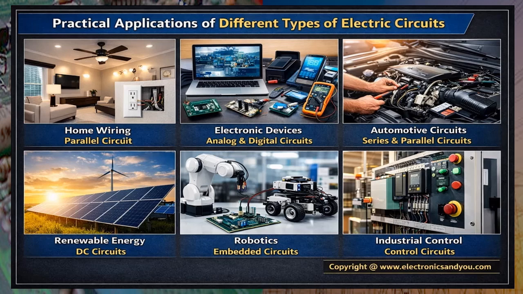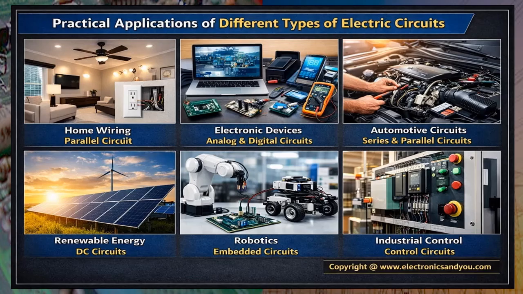These are some of the practical applications of different types of electric circuits. We have home wiring. Home wiring are all parallel circuits. Electronic devices, analog and digital circuits. We have automotive circuits. They are series and parallel circuits. Renewable energy like solar, battery and solar power, they are DC circuits.